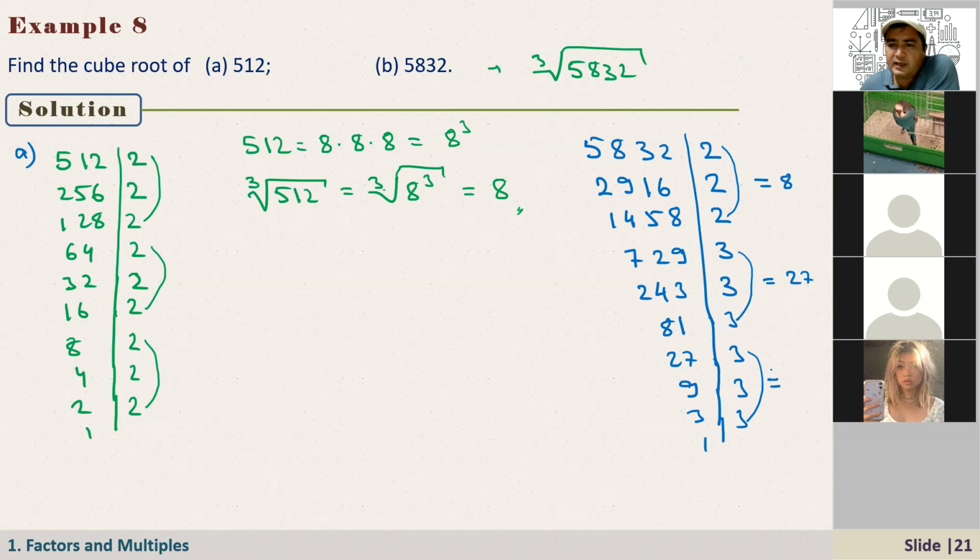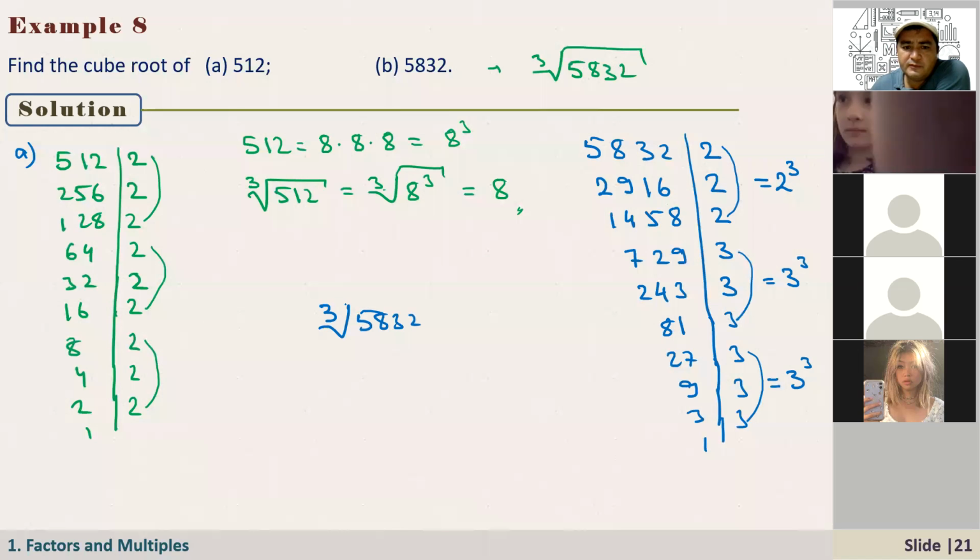How about this one? Actually, let me not write like this. 2 times 2 times 2. In compact form, I can write it as 2 cubed. And this one is 3 cubed. This one is 3 cubed. So now, cube root of 5832.